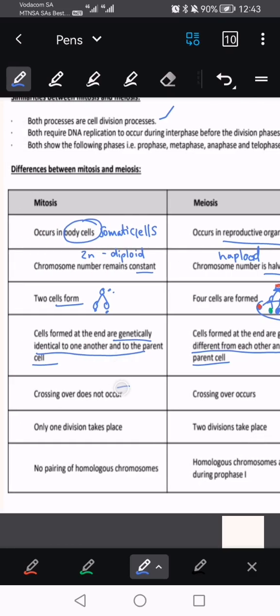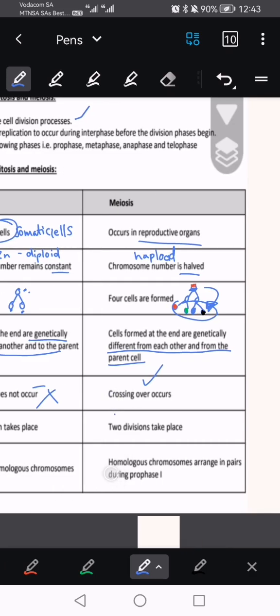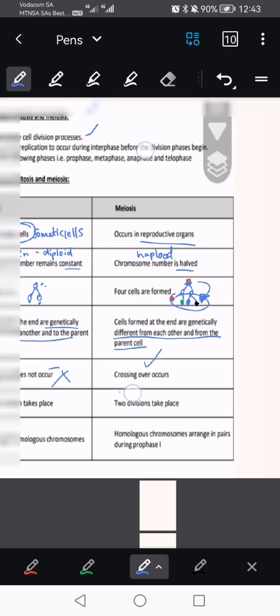Crossing over does not occur in mitosis. Crossing over occurs in meiosis. In mitosis only one division takes place; here we have 2 divisions taking place. In mitosis there is no pairing of homologous chromosomes. In meiosis, homologous chromosomes arrange in pairs during prophase 1.